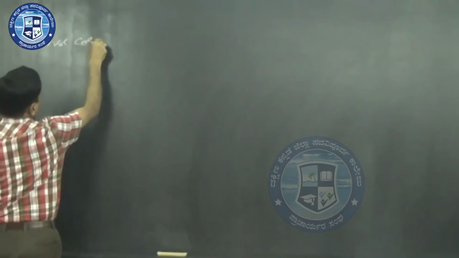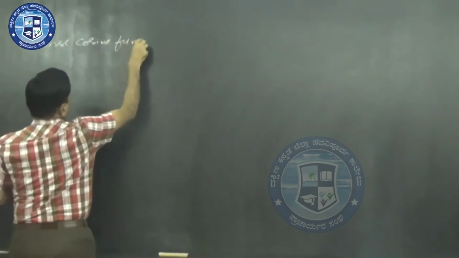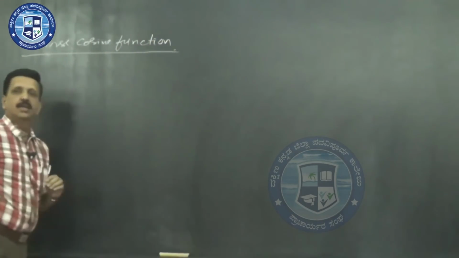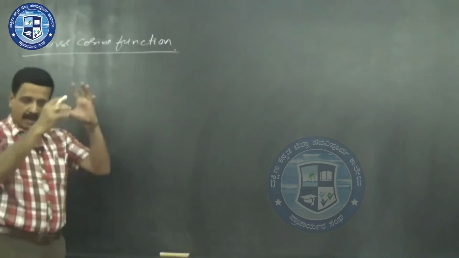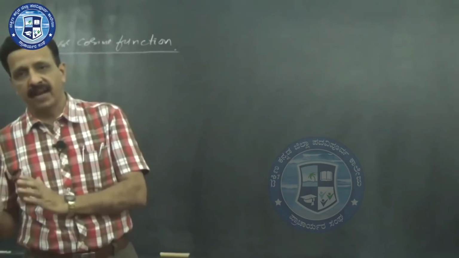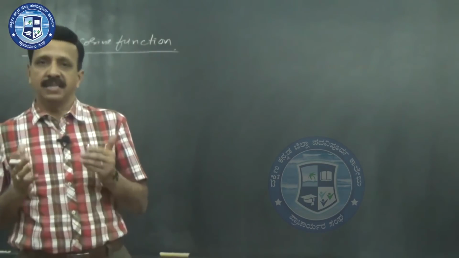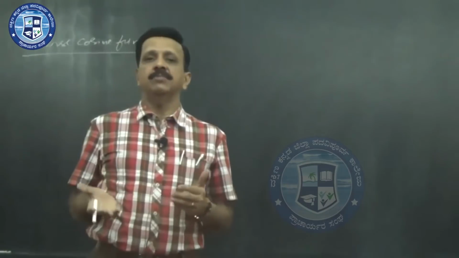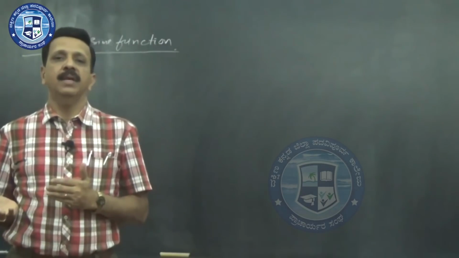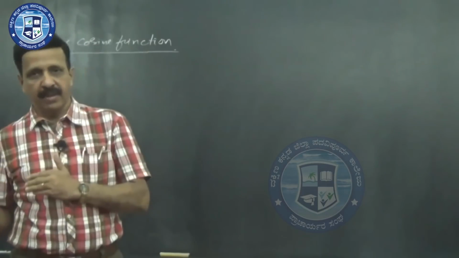Inverse cosine function. Last session we have seen what you mean by inverse sine function, and we have analyzed, and finally we came to the conclusion that inverse sine function is defined, means sine inverse x is defined only when x lies between -1 and +1, and sine inverse x must lie between -π/2 to +π/2.